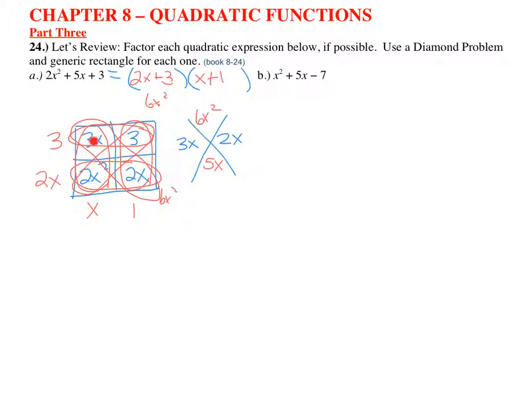Now we double check ourselves to make sure. 3 times x is 3x, 2x times x is 2x squared, 3 times 1 is 3, 2x times 1 is 2x, and so we have 2x squared plus 5x plus 3, which is equal to the original statement.